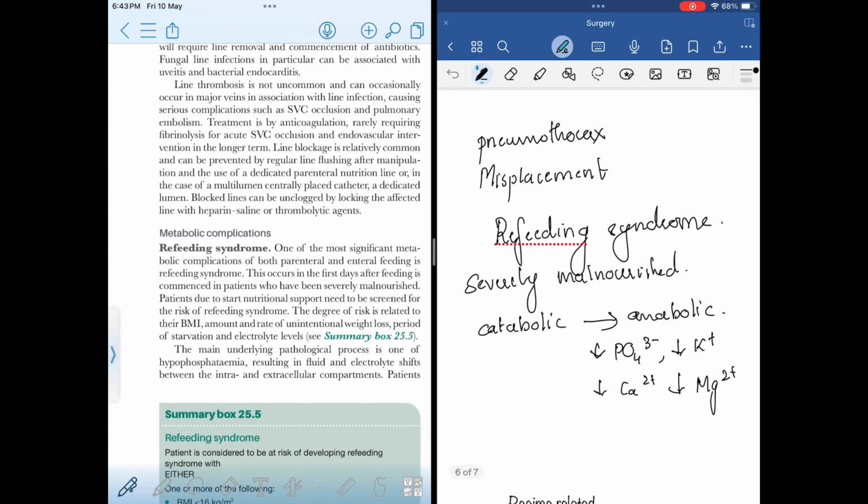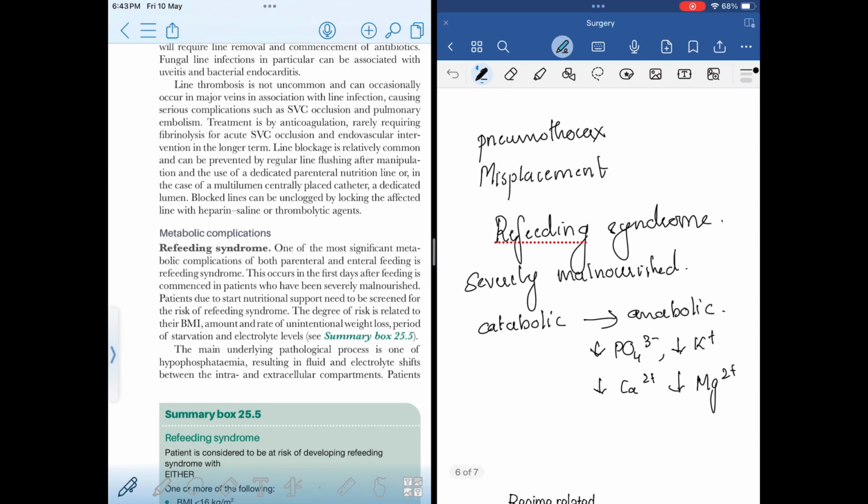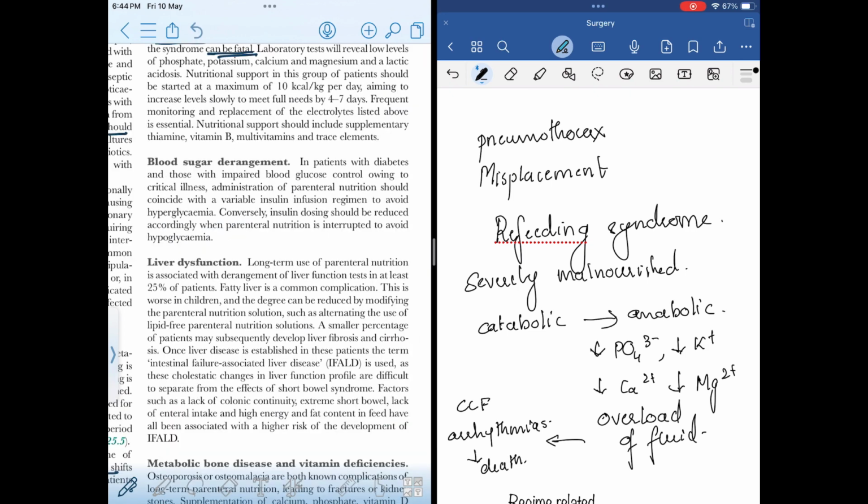Here is a potential MCQ question. It's written that the main underlying pathological process is one of hypophosphatemia. Note that this results in fluid and electrolyte shifts between the intra and extracellular compartments. So patients can develop congestive cardiac failure, arrhythmias, and edema, and it can even be fatal. Another complication that we have is hyperglycemia.